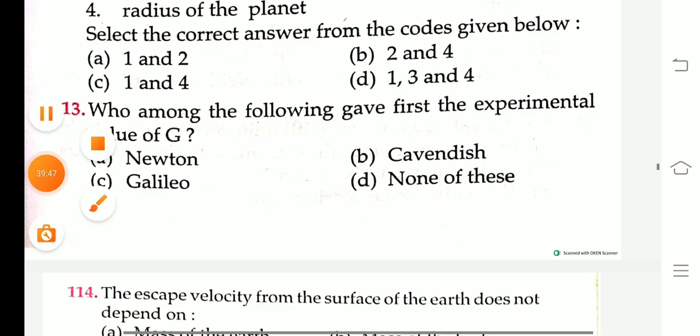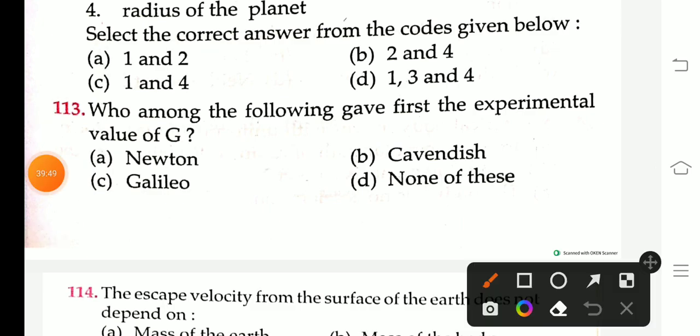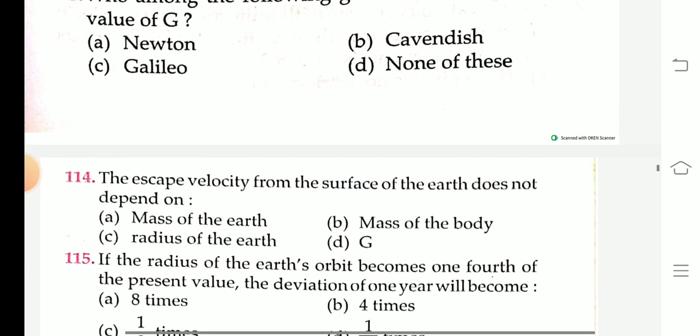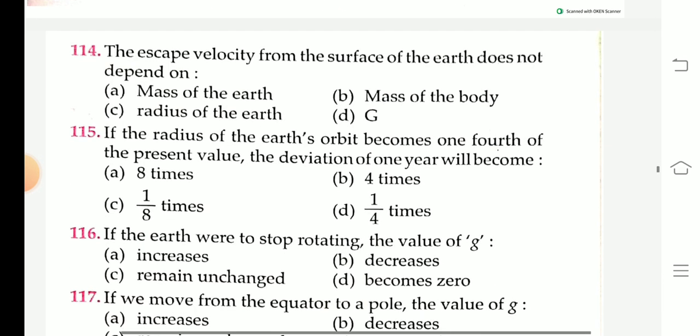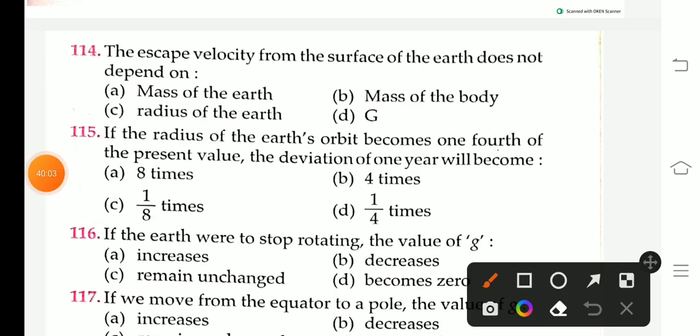Who among the following gave first the experimental value of G? Cavendish. The escape velocity from the surface of the earth does not depend on mass of the body.